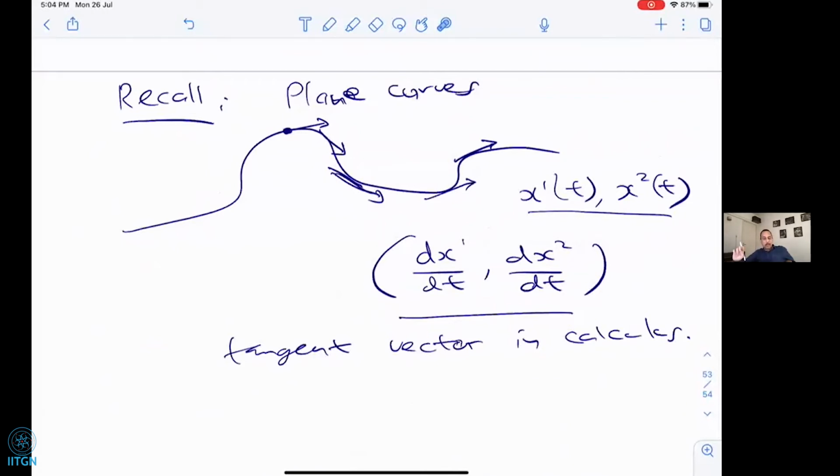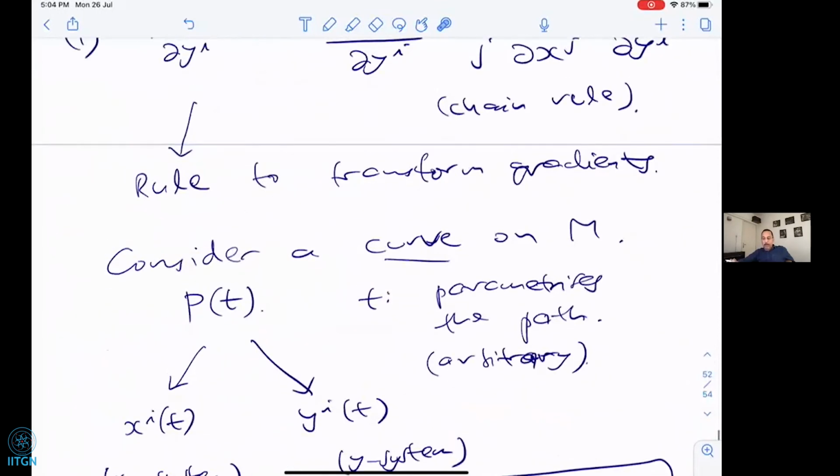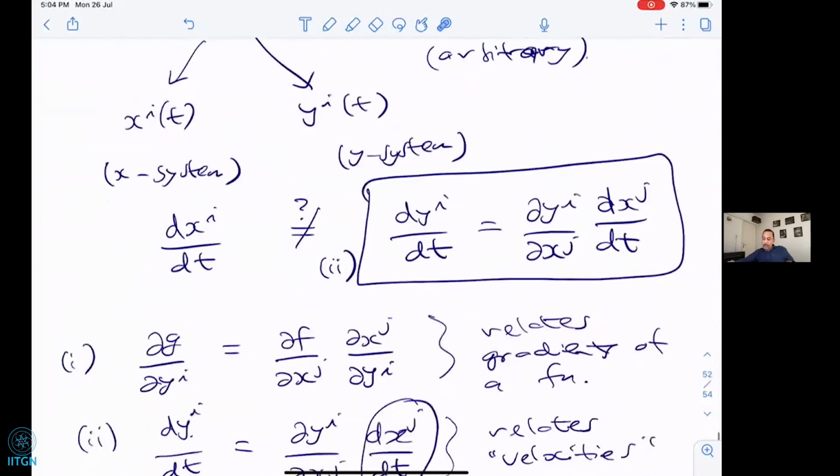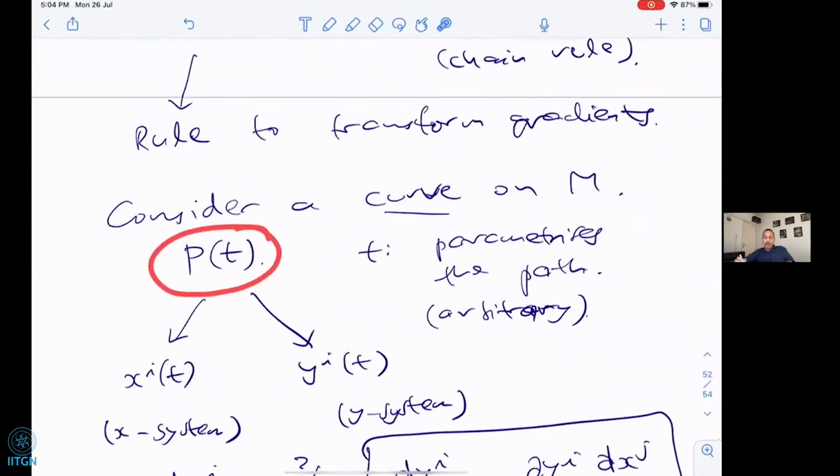So the key new thing is to say that the tangent vector as calculated in Euclidean space can be identified with the tangent vector to the original curve P of t, which was sitting in an abstract manifold where I didn't have any independent way to define the tangent vector.